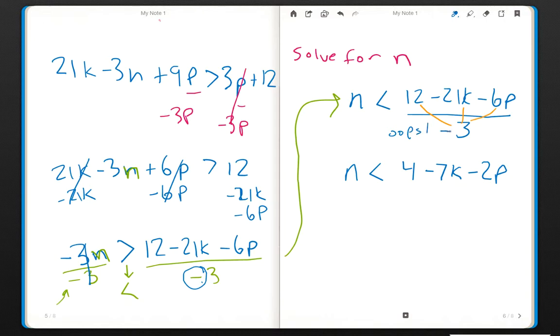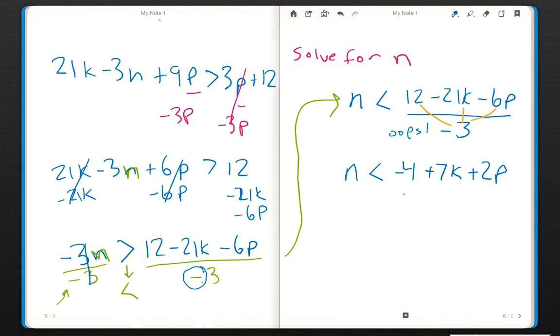So, if it's a negative, that's going to change every sign now, right? Because now it's going to be 12 divided by negative 3, which is going to make that a negative 4. Negative 21 divided by negative 3, that's negative divided by negative, so this is positive 7k. And negative 6p divided by negative 3, again, negative divided by negative is positive 2p. So that's what I did wrong.